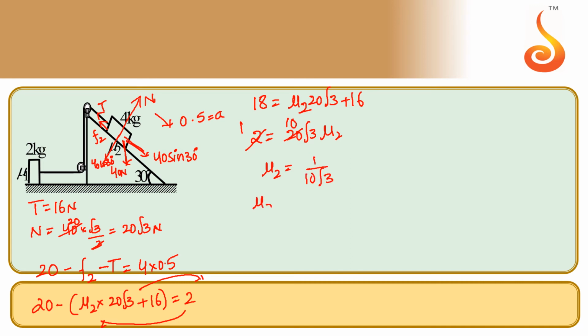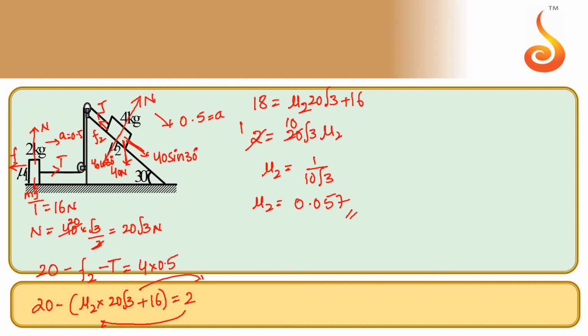So mu2 is equal to 1 by 10 root 3, which is 0.057. This is the coefficient of friction between the surface and block 2. So let us calculate it for the first one. Tension T will act like this. Its own weight will act downward, and normal will act in the upward direction, and the system will move in this direction with acceleration 0.5 meter per second square, and friction will act in the backward direction.